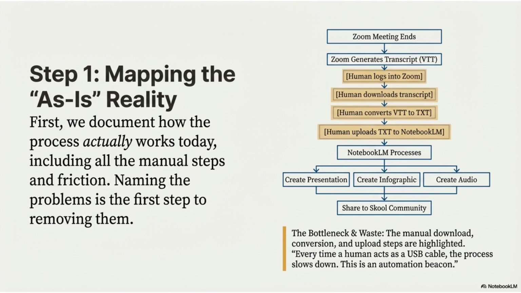Step 1 is mapping the as-is reality. Document how the process actually works, including all manual steps and friction. Naming the problems, like the manual download, conversion, and upload steps, is the first step to removing them.